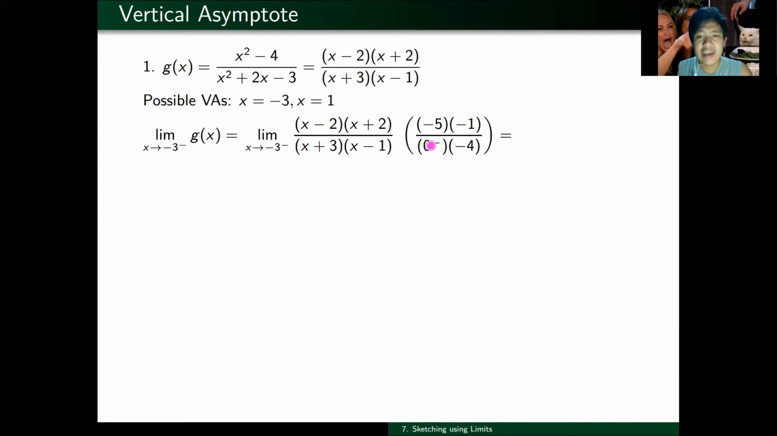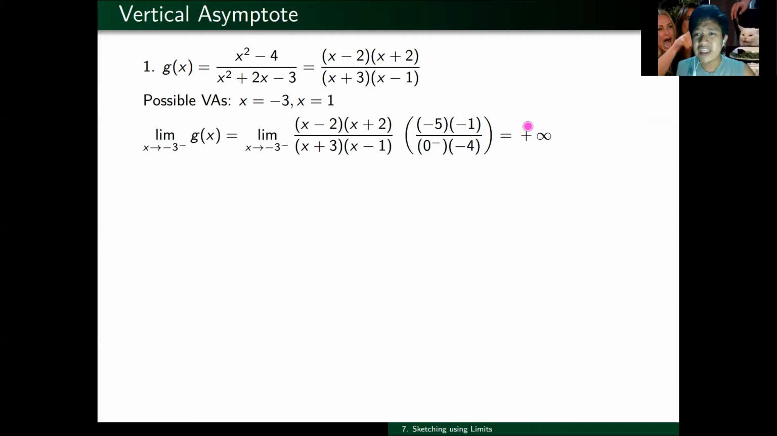Okay? So what do I get? Negative 5 times negative 1, positive 5 sa taas. Meron akong 0 minus, tapos negative 4. I get positive infinity. Okay? So okay na. X equals negative 3 is automatically a vertical asymptote. Okay? Because one of the one-side limits becomes infinity.